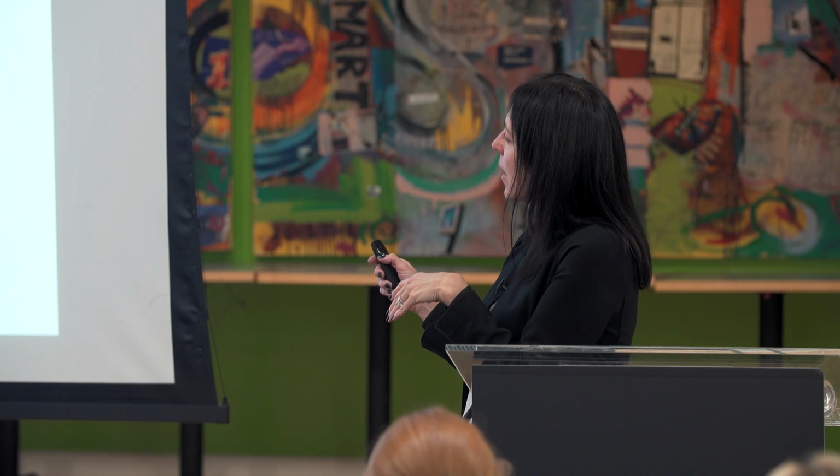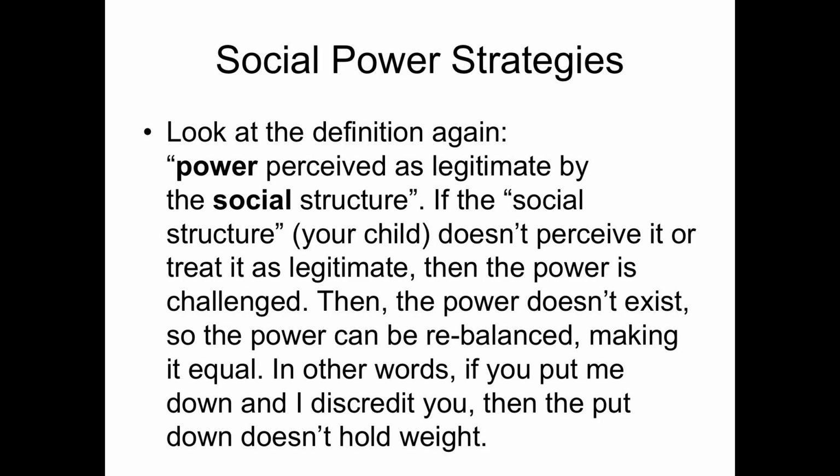So anyway, all right. Let's go back to this power perceived as legitimate. Okay, so if the social structure, which is your child, doesn't perceive this or treat it as legitimate, then the power is challenged. So the power doesn't exist. The power can be rebalanced, making it equal. In other words, if you put me down and I discredit you, then the put down doesn't hold weight.